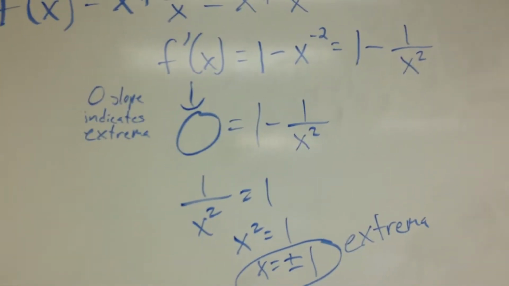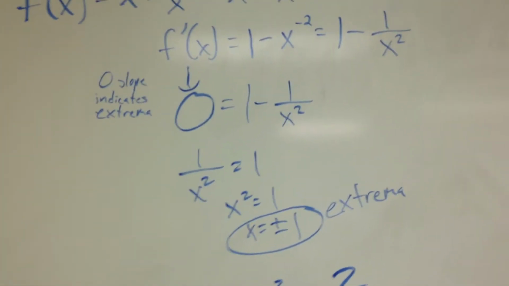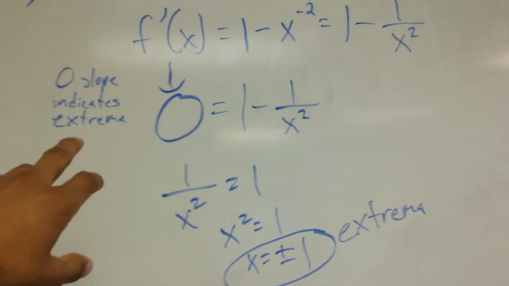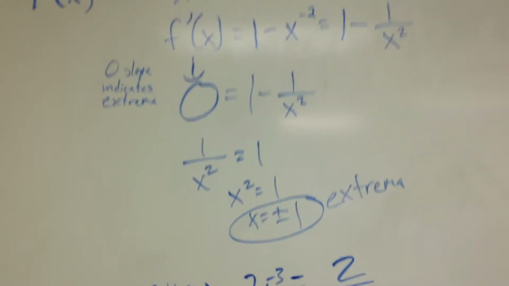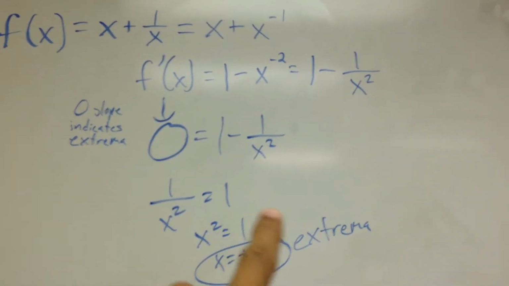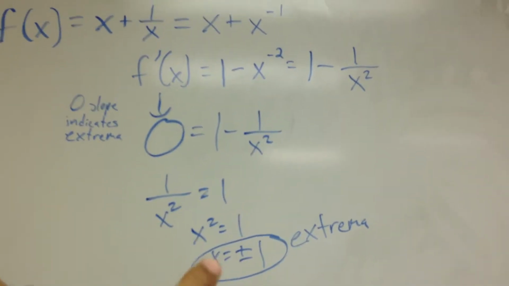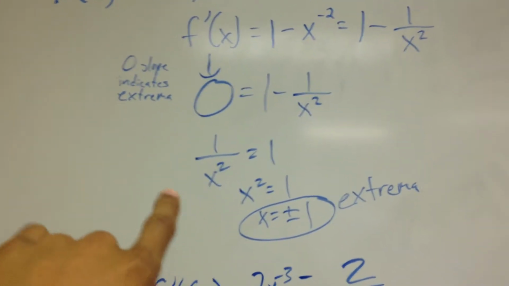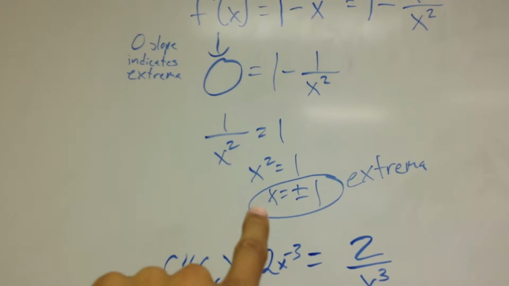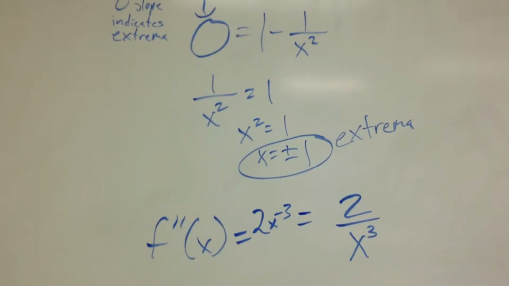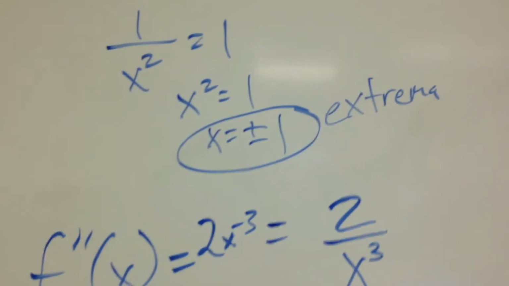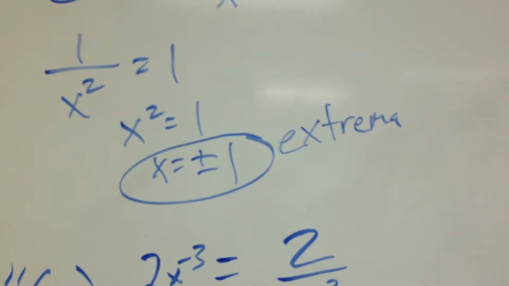Now the important part for finding extrema is setting that value equal to 0. If your derivative is equal to 0, that means there must be a local extrema at that point. So that's what I wrote over here: 0 slope indicates an extrema. So we said 0 equals our derivative, which is 1 minus 1 over x squared. Now we move the 1 over x squared to the other side, and I did that right here in this step. And then we multiply by x squared on both sides, and we have x squared equals 1. And then you take the square root, and you get x equals positive or negative 1. And that's where our extrema are located.